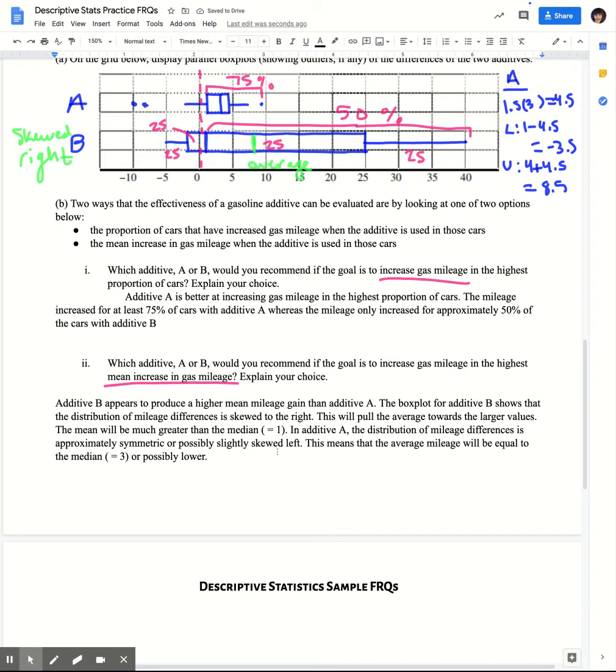I know this explanation was definitely longer than the first part. Essentially, when you're scoring this, what they were looking for was that you had to choose the correct additive, and then explain, talking about both distributions. You had to compare these two. Same thing for part I right here: notice that I compared both additive A and additive B in both cases. You really couldn't have just talked about additive B. You had to also talk about why the average was higher for additive B than it was for additive A, using that comparative language.